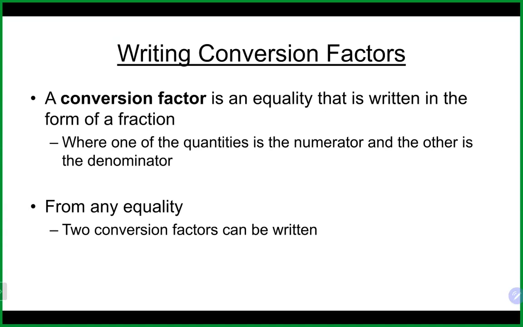So a conversion factor really is nothing more than a fraction that we could use in this process. And you can write 2 conversion factors from anything that is known as an equality. So when we talk about an equality, something like in 1 foot, there is 12 inches. That's an equality. It basically is 2 different measurements that represent the same amount of something.